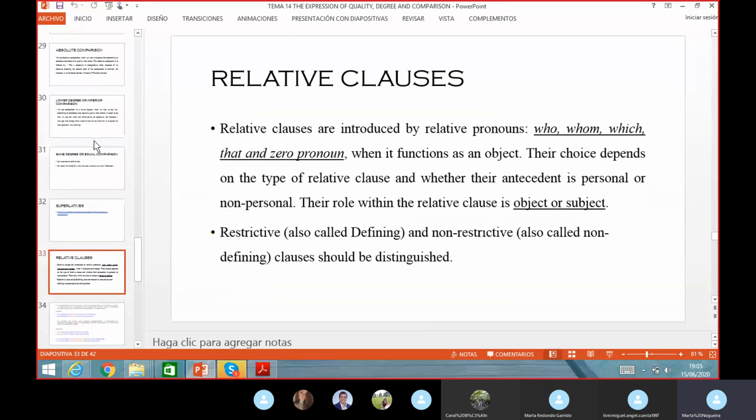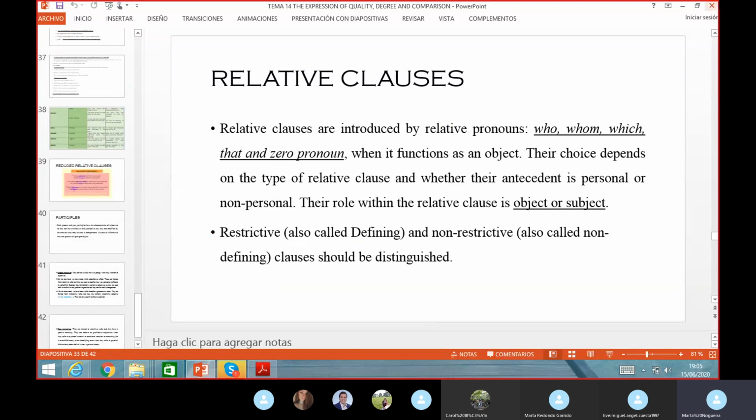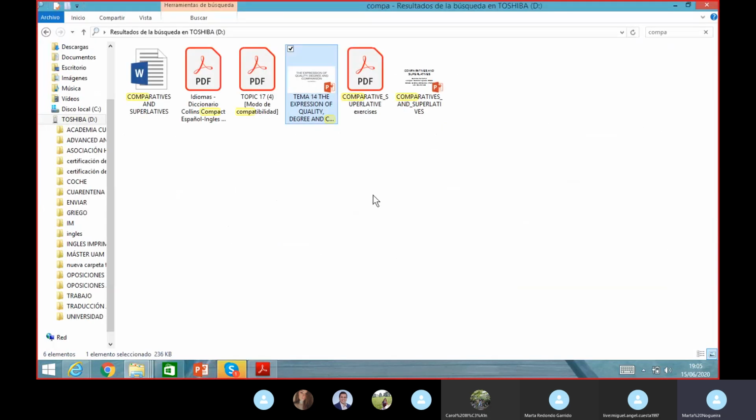Vale, esto otro día. Otro día vemos las relative clauses. I'm going to write it.